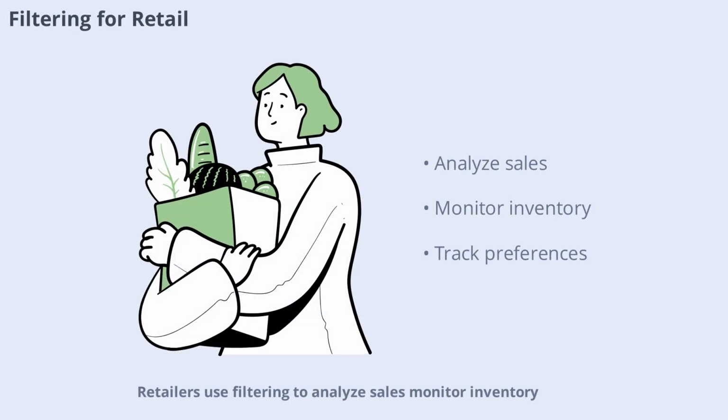Retailers use filtering to analyze sales, monitor inventory, and track customer preferences. This supports better merchandising, pricing strategies, and customer service.